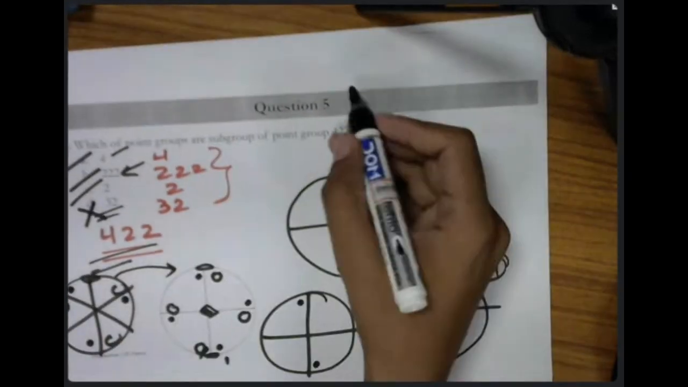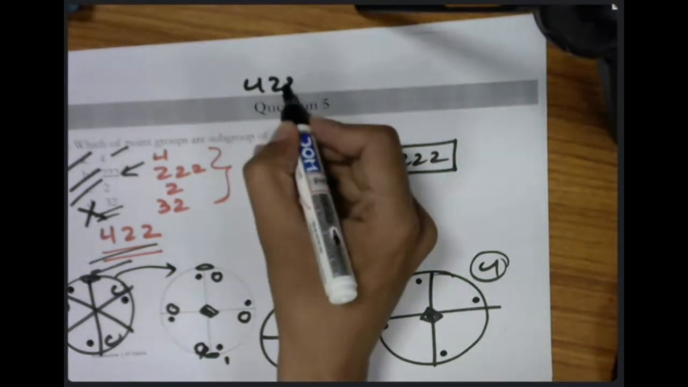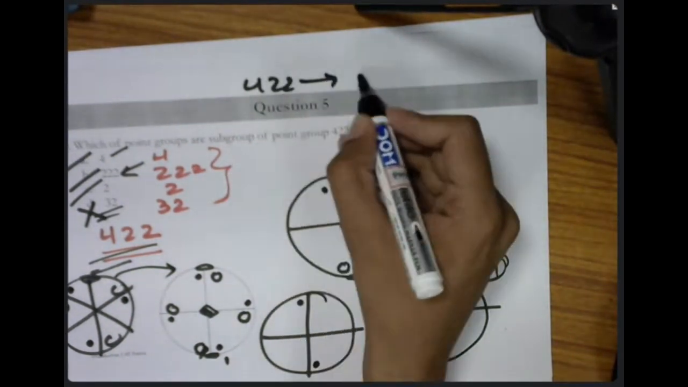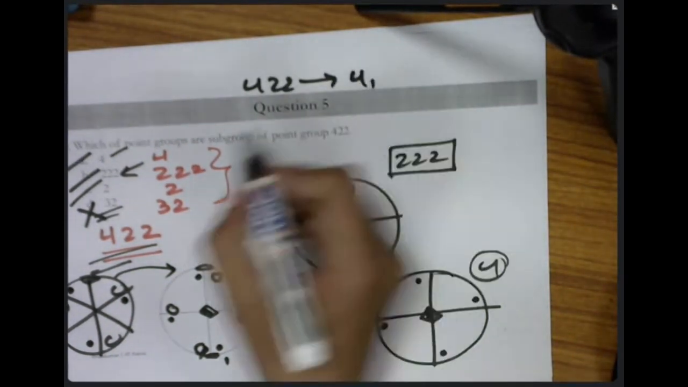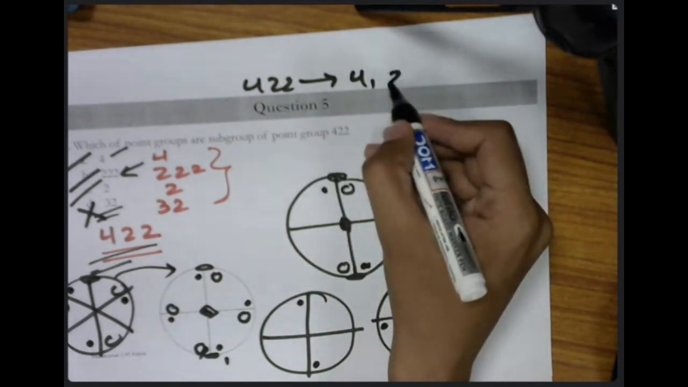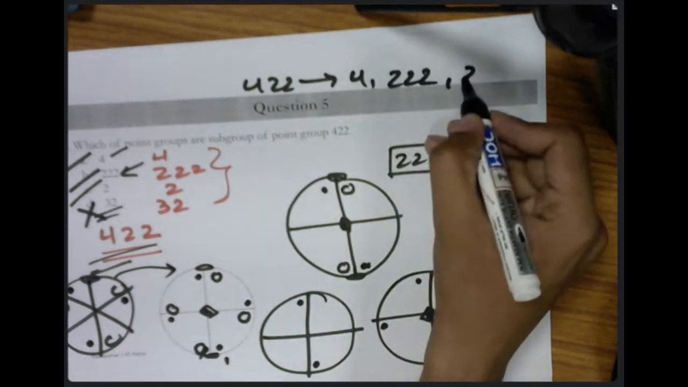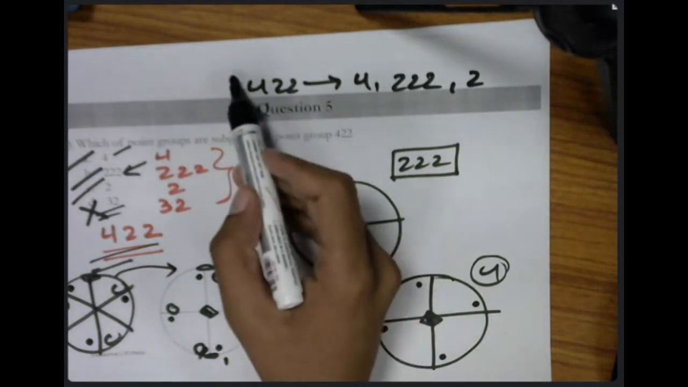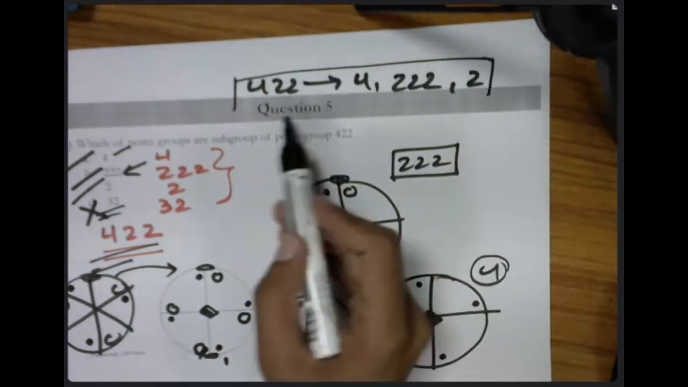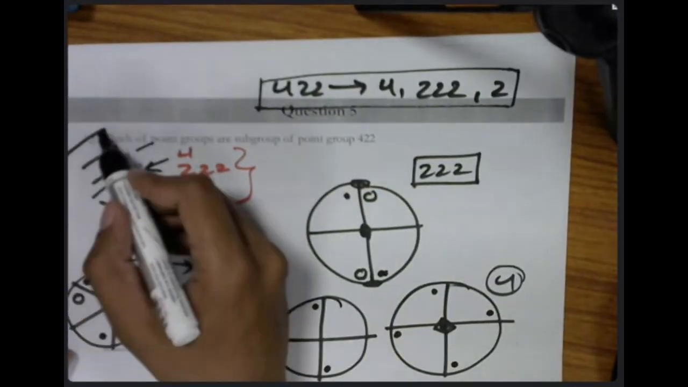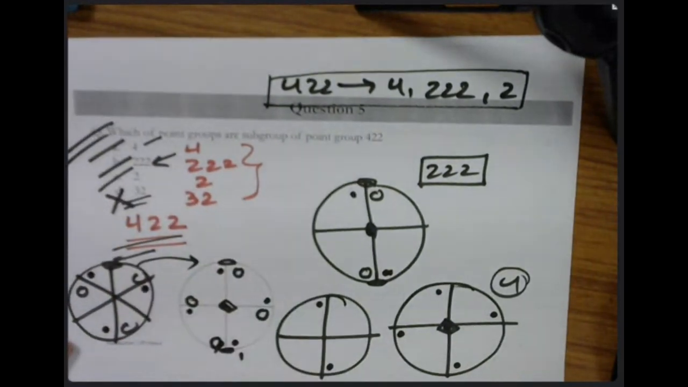So for the 4 2 2, which we are discussing, it contained 4. Among our answers, I'm typing 2 2 2 and 2. So these are the subgroups of 4 2 2. With that, question number 5 we have solved.